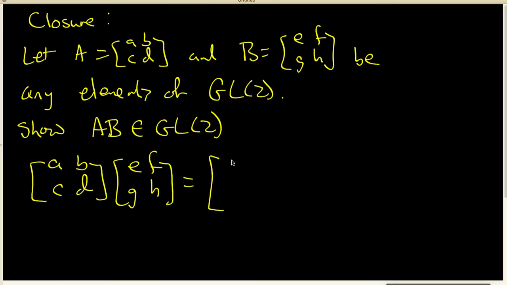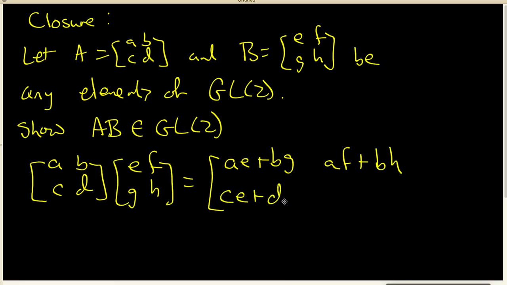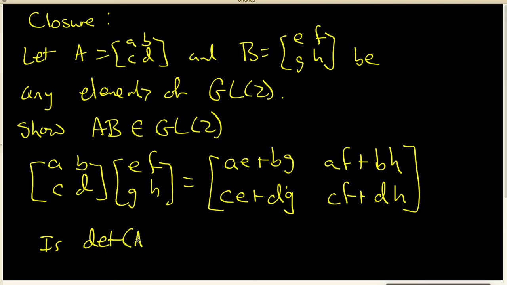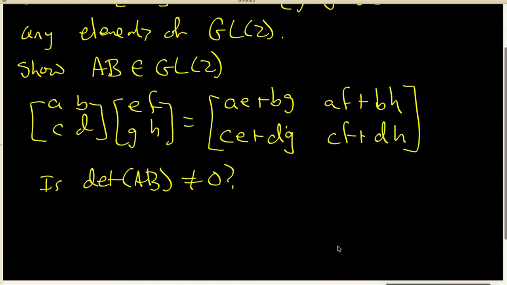When we multiply these two matrices together, we get AE plus BG, AF plus BH, CE plus DG, and CF plus DH. This is certainly a 2 by 2 matrix, but that's not enough to guarantee closure. The question is the determinant of the product not equal to 0? Because we have to have that before we have closure established. Now, I do want to make one note.